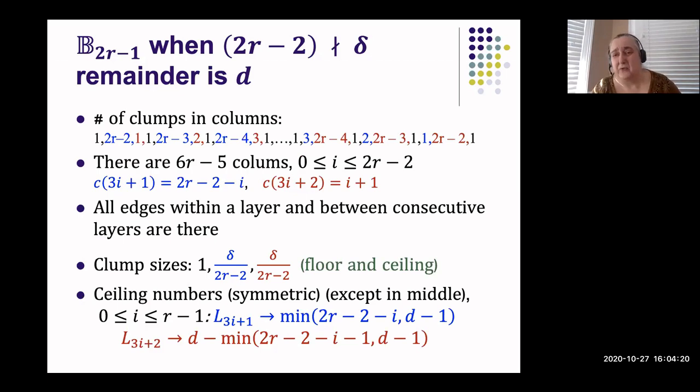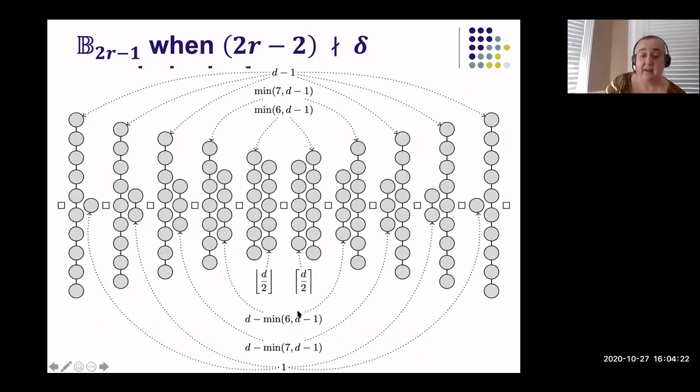Let's not even look at those formulas because they are ugly. What happens here is that in the middle, around this single vertex, I have d, the remainder when you divide delta by 2r minus 2. I have d over 2 ceiling and d over 2 floor ceilings in the clumps. So this guy still has as many neighbors as it has to have.